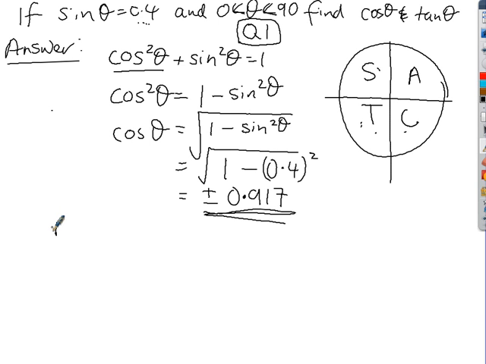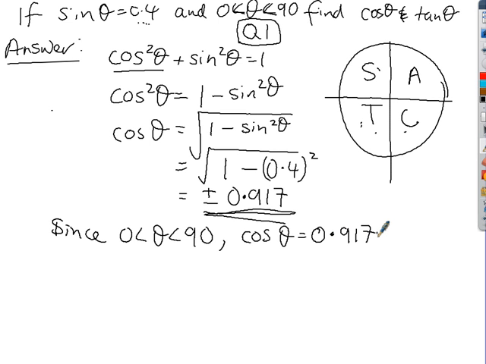So since 0 is less than theta, which is less than 90, I can say cos of theta is equal to 0.917. Okay, so that's the first part of the question done.